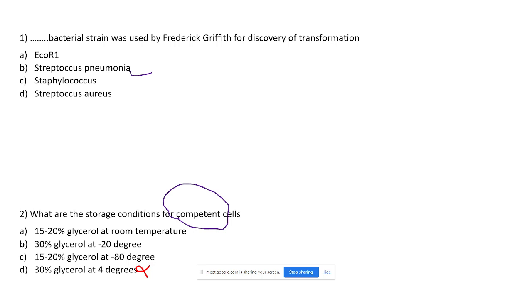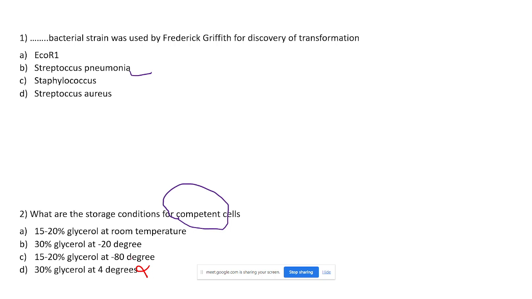Whenever you are thawing competent cells, you put them on ice, and once thawed, you immediately add your plasmid DNA to it and immediately keep it on ice. Do not take it from ice until the 30 minute incubation is complete. And even if some cells are left, you just discard them. You cannot refreeze and rethaw. Anyways, what would be the answer? What are the storage conditions for competent cells? 4 degrees cannot be, because we thaw it at 4 degrees. So 4 degrees is not the answer.